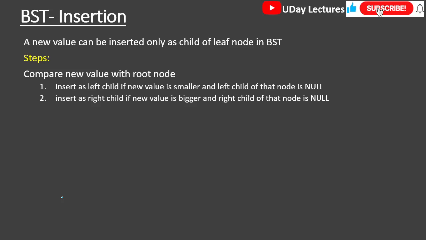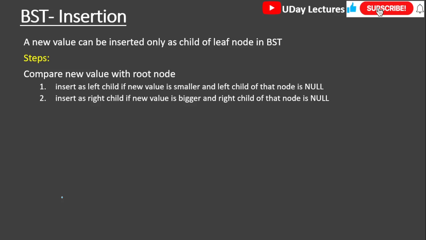And again, if the new value is smaller than the left child of root node, then again we will see if the left child of root node is having any left child. If it is not having any left child, then we can go ahead and insert the new value in that particular position. Always remember, a new value can always be inserted only as a child node for the leaf node, or only in the null position.